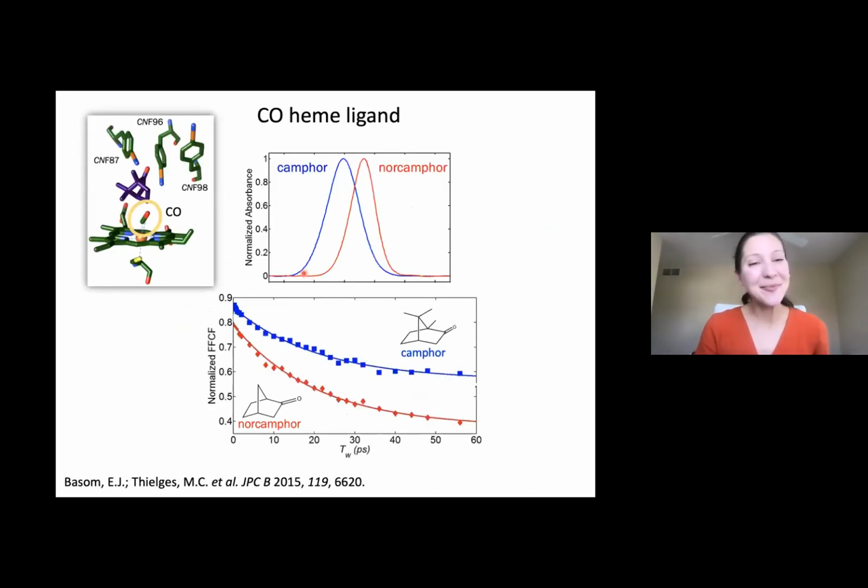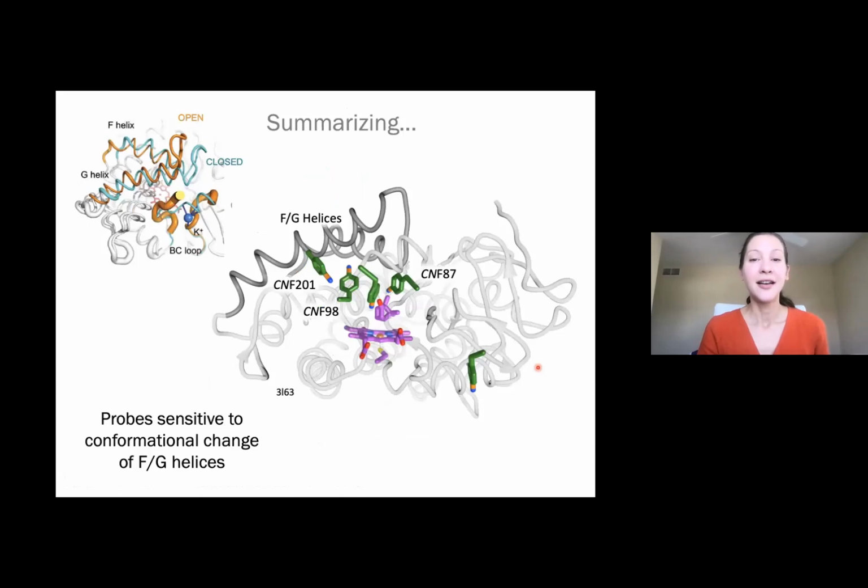We have another probe, a CO that we looked at earlier that should also be sensitive to the substrate's motions. It's on the other side of the substrate from 96. And just like 96, if we compare the dynamics with this probe in the camphor and the NOR camphor complex, we see faster dynamics when you're bound to this NOR camphor substrate. Okay, so putting this together, we looked at a variety of probes, many of which were directed towards this FG helix, and we anticipated would be sensitive to that.